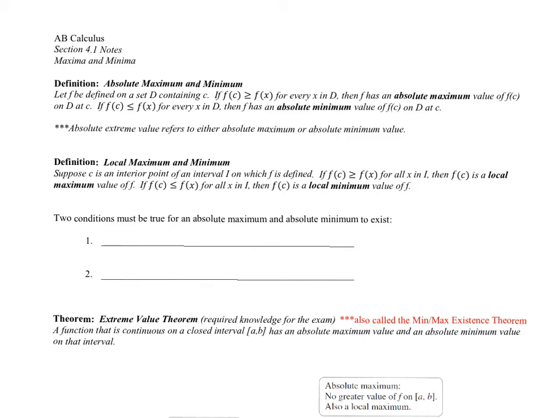AB Calculus, Section 4.1, Maxima and Minima. Let's first talk about a definition, the absolute maximum and minimum.